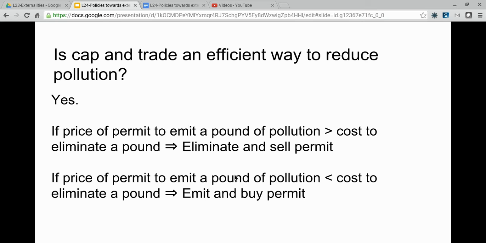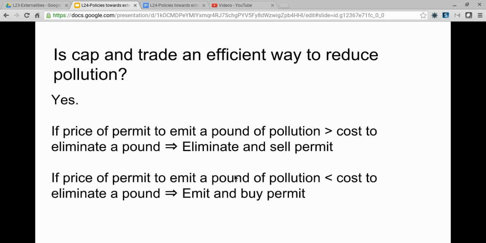Firm B pays $12.50, emits another pound of pollution, and avoids paying $15 to eliminate it. The amount of pollution is still equal to the number of permits, and the total cost of reducing emission falls by $5, the difference between the 15 and the 10.